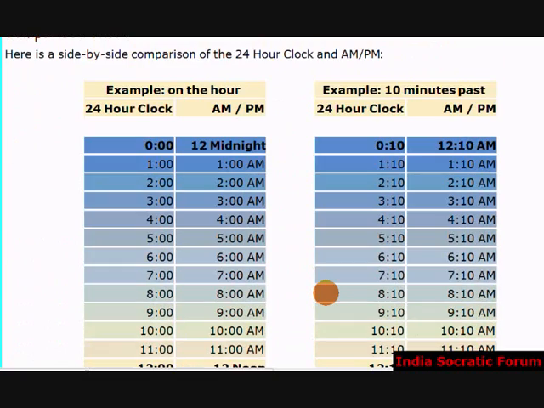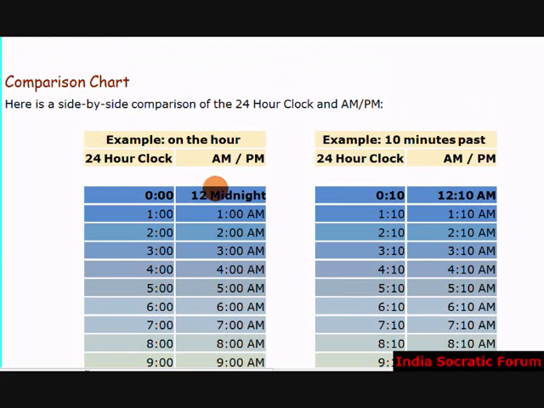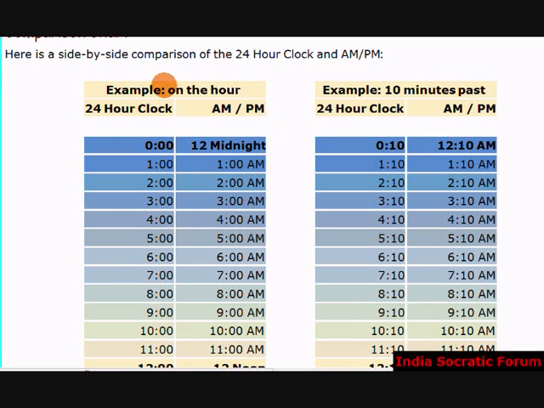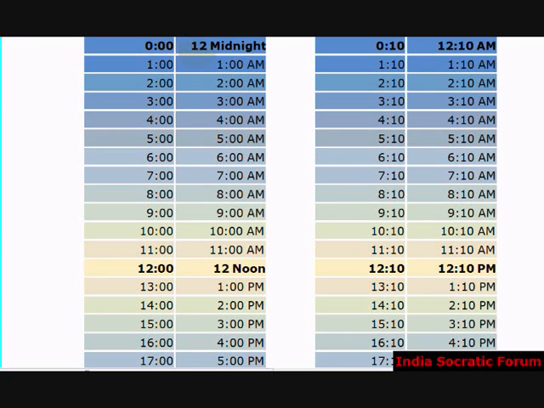So, here is the comparison chart. Here is a side-by-side comparison of the two. An example on an hour basis. 1 hour, 1 AM, 2 hours, 2 AM. Midnight, 12 midnight, right? Look at that closely. 12:10 AM, 1:10 AM. Here are the o'clock times: 1 AM, 2 AM, 3 AM. Until 12, no change. From 13, it becomes 1 PM. In the 24-hour clock, 14 is 2 PM, 15 is 3 PM, right? But here, 7:10 is 7:10 AM, 8:10 is 8:10 AM, until 12. From 12, 12:10 is 12:10 PM, right?